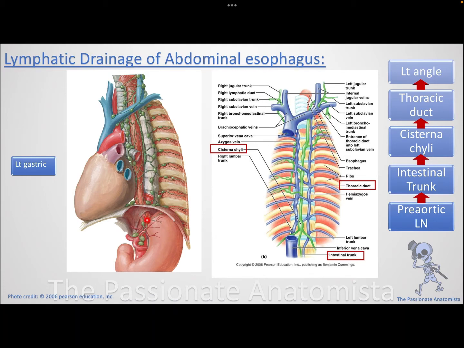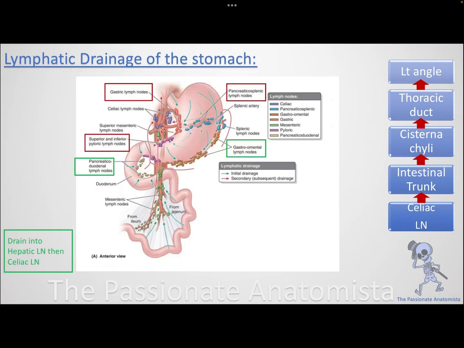So I have the left gastric, drains the abdominal esophagus. It takes the same name of the artery that supplies the abdominal esophagus, and then into the celiac lymph node, and then into the intestinal trunk, and then into the cisterna chyli, and then the thoracic duct, all the way to the junction of the left side between internal jugular and subclavian.